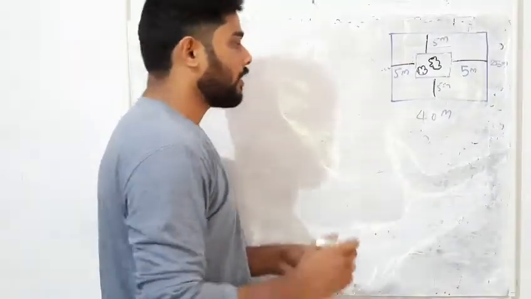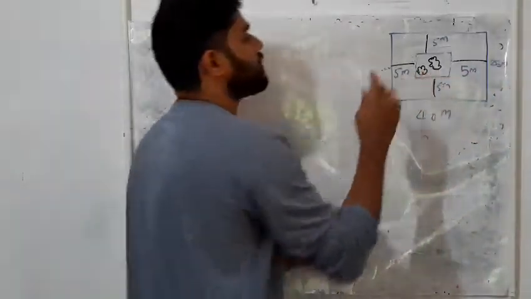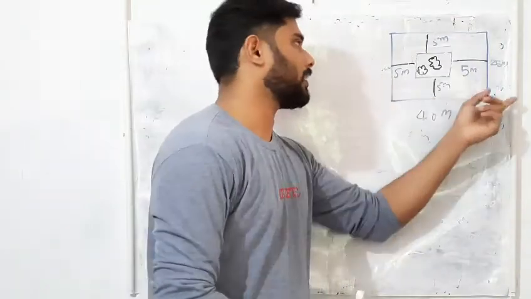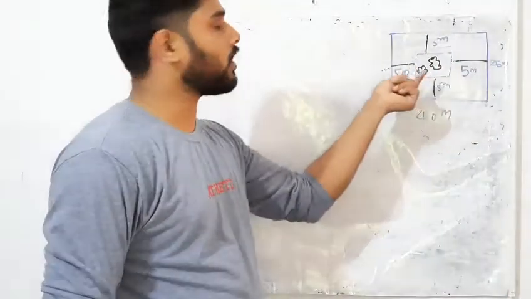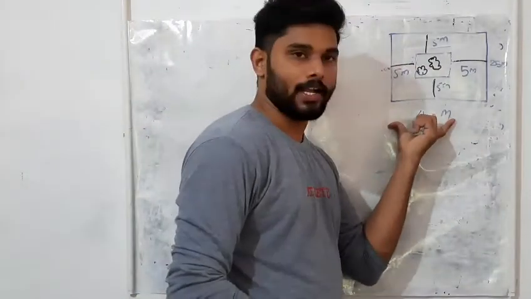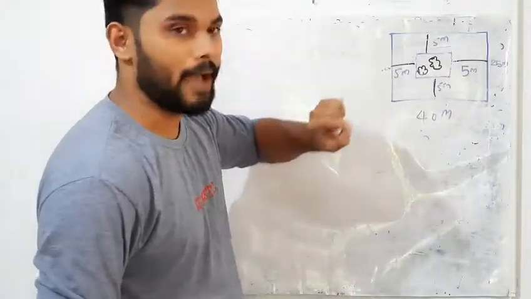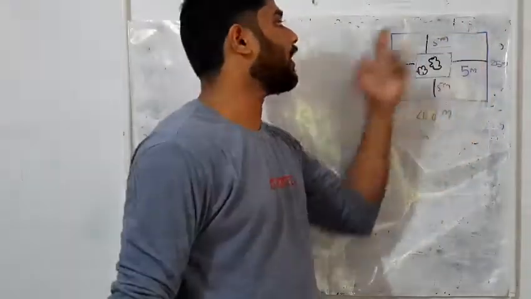How can we find it out? You can see two rectangles here. The first one is the big one and this one is the small one. The big one is the field, and the small one is the flower bed rectangle. So we have to find the area of the big rectangle, the field area, minus the flower bed area. Then you will get the path area.